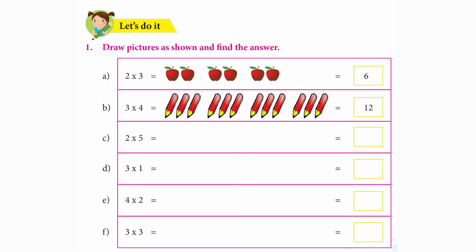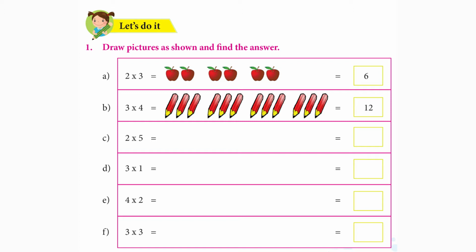In a similar manner, 3 into 4. You can see there are 3 pencils and there are 4 sets. That is 1, 2, 3 and 4. So you get the answer. If you count, you will get the answer as 12. But because multiplication has come, you don't have to count. Multiplication is the easy method.